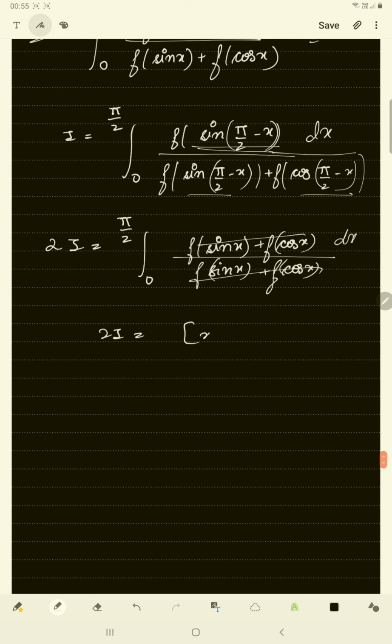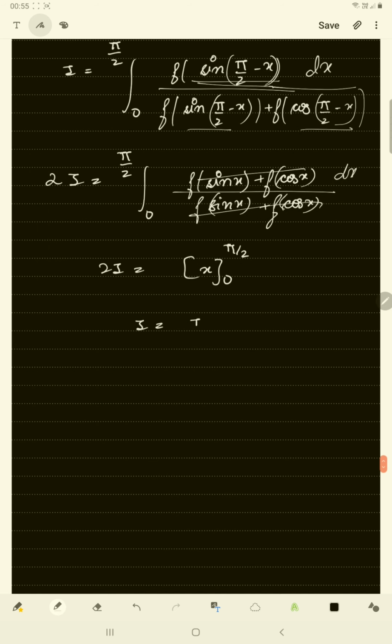So 2i is equals to x from 0 to pi by 2. So I is equals to pi by 4 by applying the limits. This is our final answer.